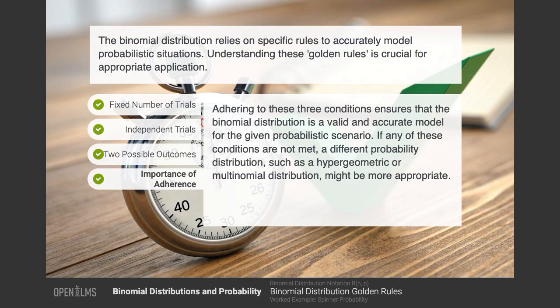Adhering to these three conditions ensures that the binomial distribution is a valid and accurate model for the given probabilistic scenario. If any of these conditions are not met, a different probability distribution, such as a hypergeometric or multinomial distribution, might be more appropriate.